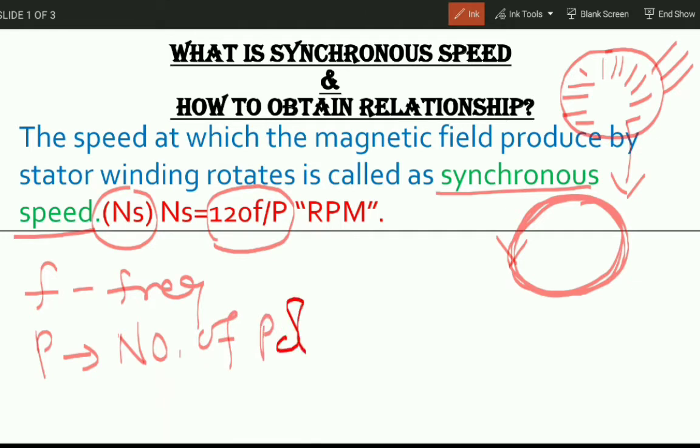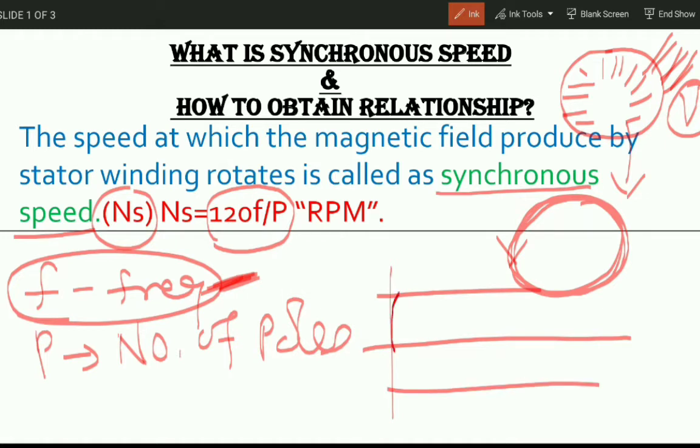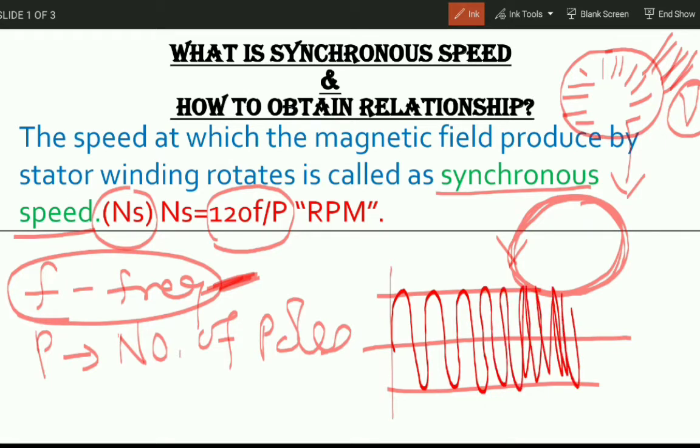And what is frequency? When you give the supply, that is the voltage, this voltage has a certain frequency. I already told you what we mean by frequency. If this is the maximum voltage, this voltage oscillates between the positive and negative values. The number of times it does this per second is called the frequency.